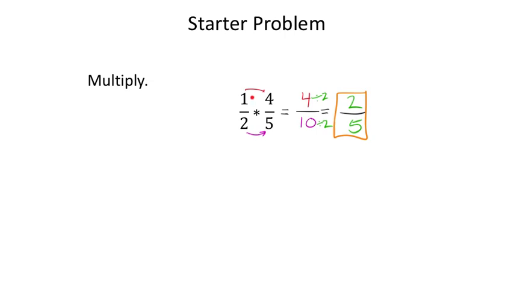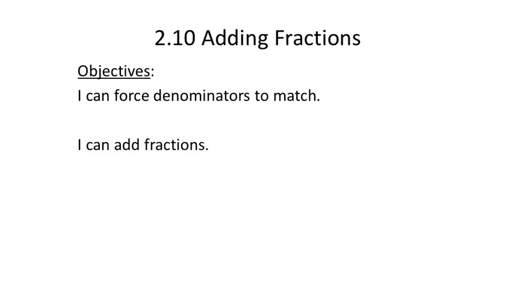And you would have gotten the same answer if you had simplified 4 and 2 by dividing them by 2 as well. We need to be able to force denominators to match. Now, that may not make sense right now, but we'll get to it, okay? And then after that, we should be able to add the fractions, but it pretty much is in that order as well. You have to make the denominators match, and then we'll add the fractions.